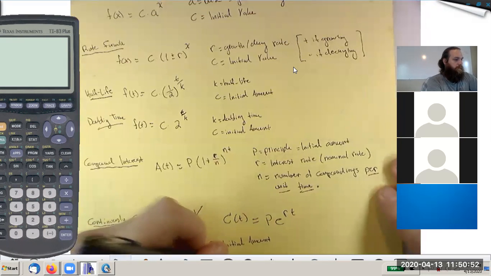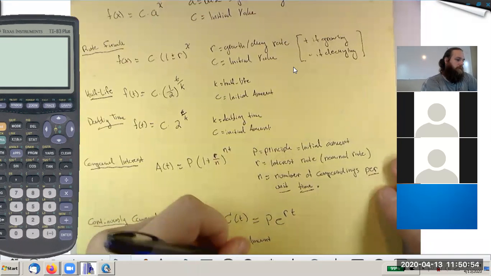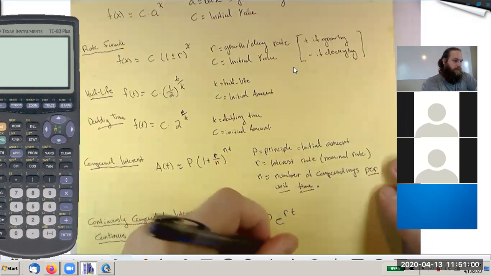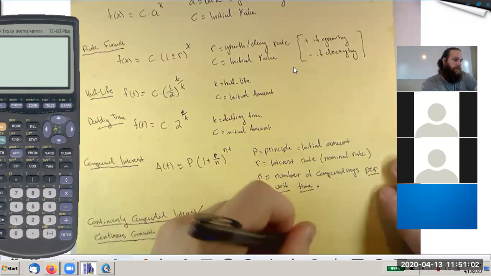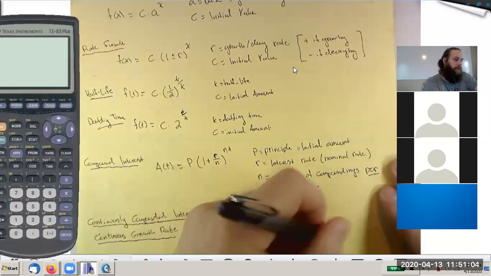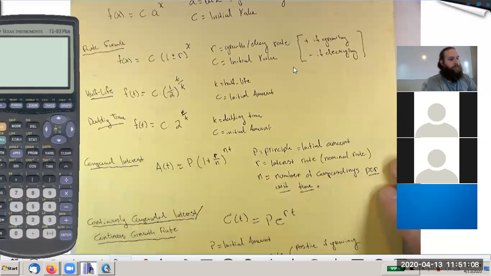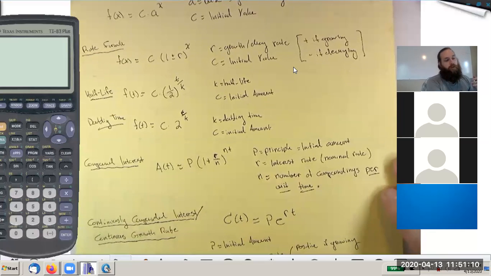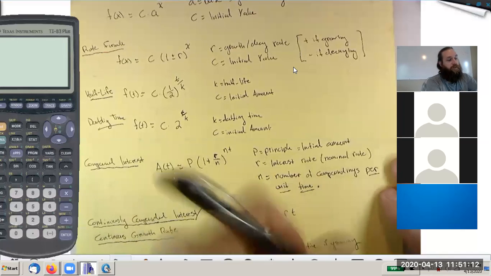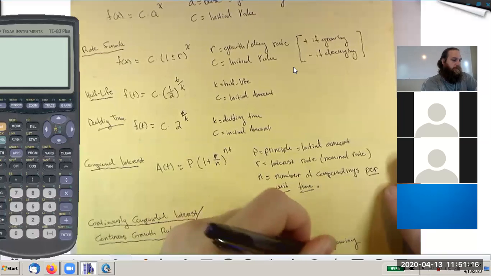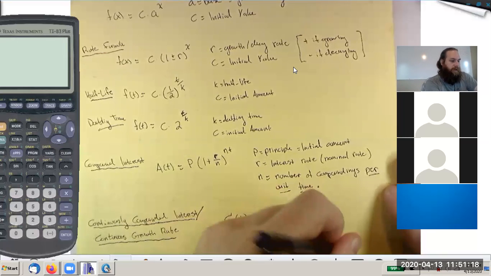R is the continuous rate, might be an interest rate, and here positive if growing. If I told you something is decaying at the continuous rate of 4%, then you would use R equals negative 0.04. So it's negative if decaying.